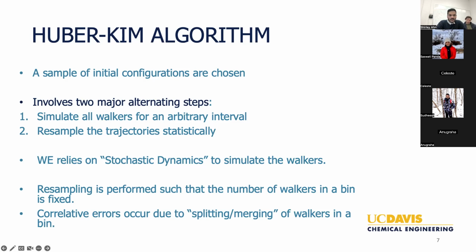So WE relies on stochastic dynamics to simulate the walkers, as I was saying about the Langevin thermostat, which assigns random seeds to each of the trajectories. And the resampling is performed such that the number of walkers in a bin is always fixed, which I'll be explaining in the figure in the next slide. And because there is something called splitting and merging of walkers, there is a source of correlative errors in this method.